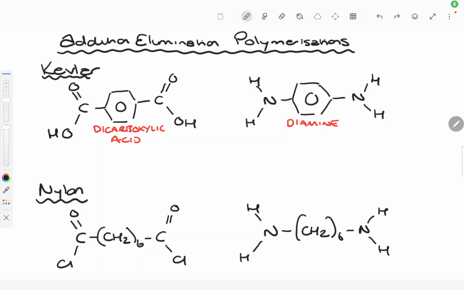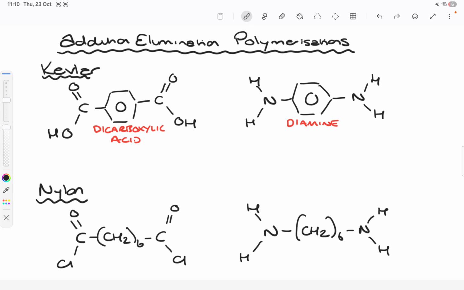Hi and welcome to the fourth of four mini clips on nucleophilic addition elimination mechanisms. In this final clip I'm just going to show you a few slightly more complicated looking examples, but some again which can be simplified down to further examples of nucleophilic addition elimination mechanisms. The two examples I've chosen are Kevlar and also nylon.